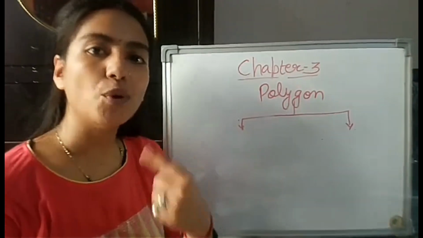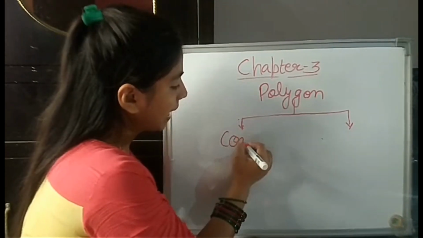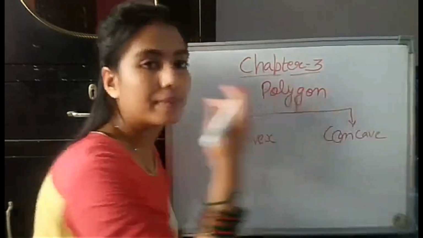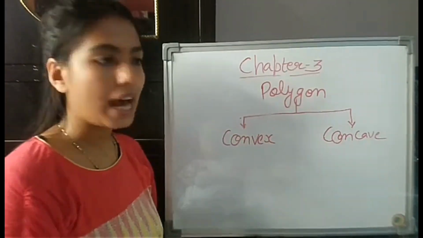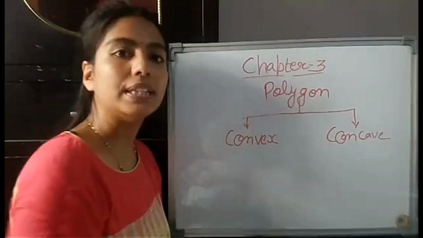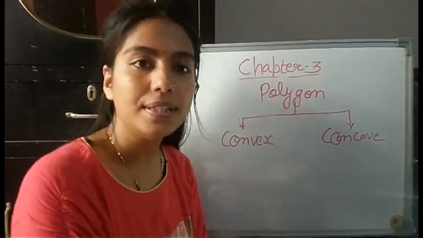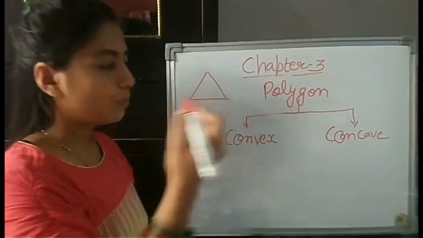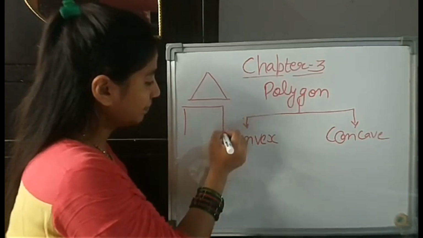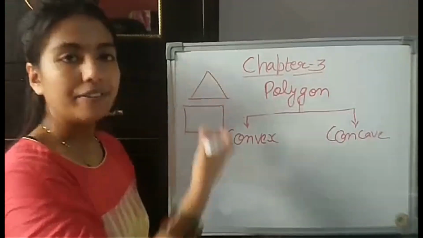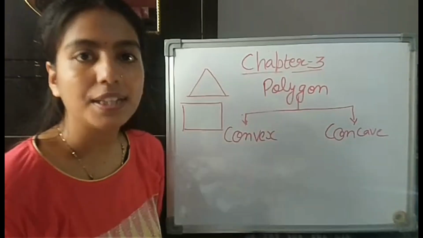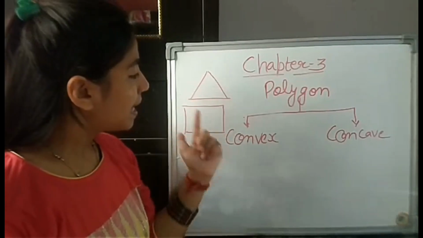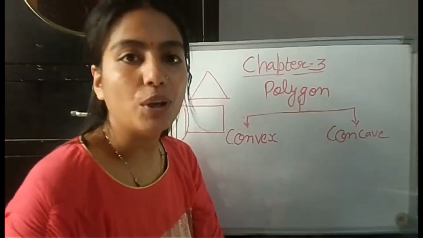And under the polygon one more concept is there, that is convex polygon and concave polygon. So there are two types of polygons. We have convex polygon and concave polygon. What is convex polygon, students? If you have any polygon, suppose I am going to take a triangle and a rectangle. You know, these are polygons having three sides, having four sides, geometrical figures, and they come under the polygon only. So I took two examples. These are examples of convex polygon or concave polygon.